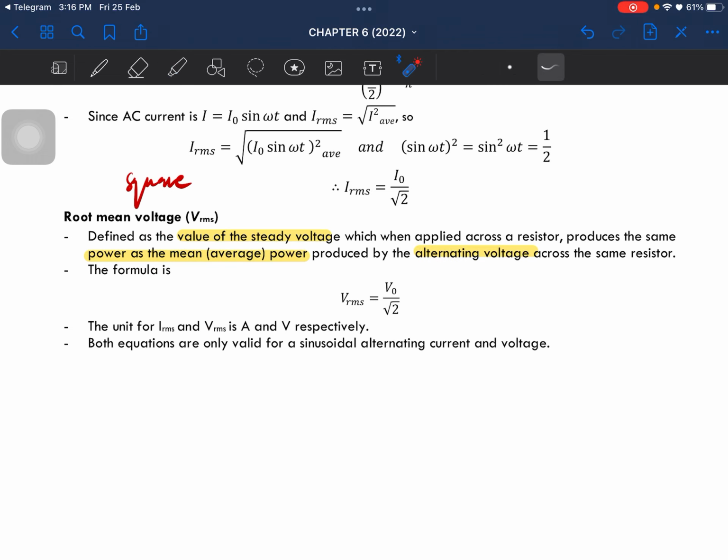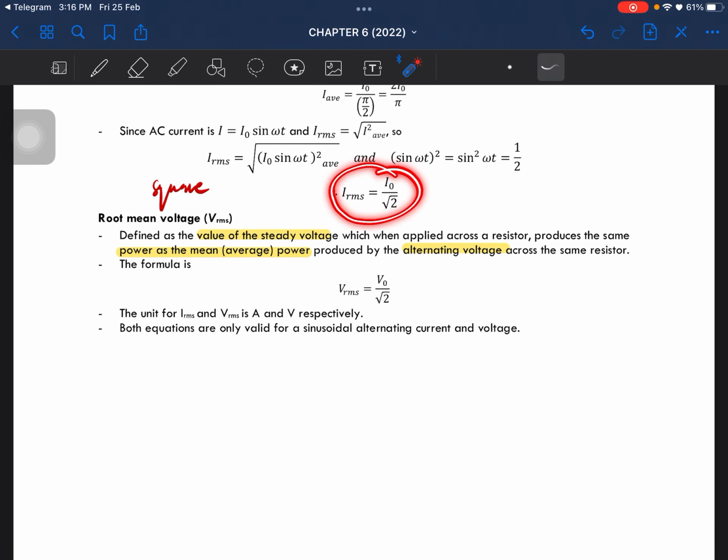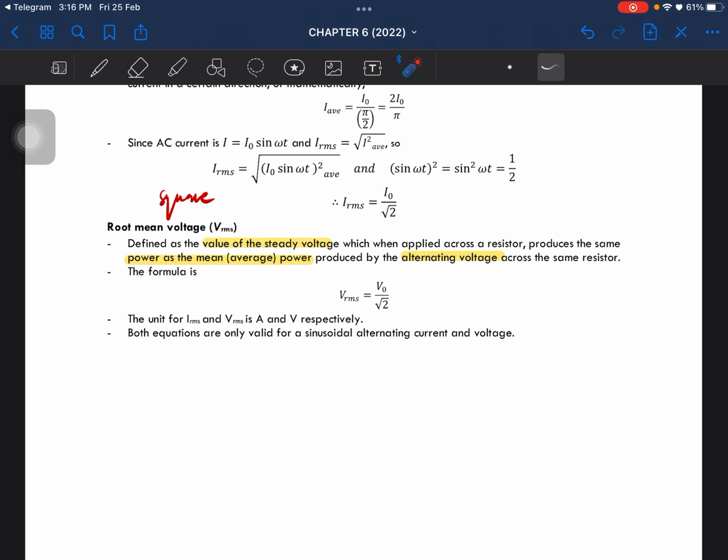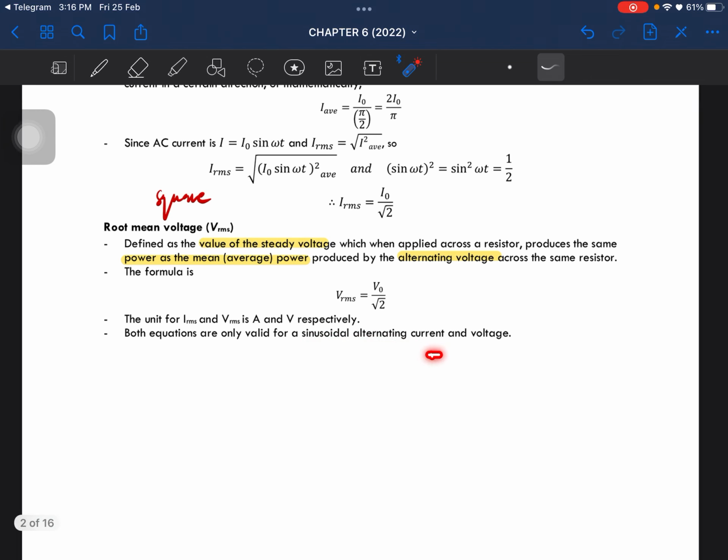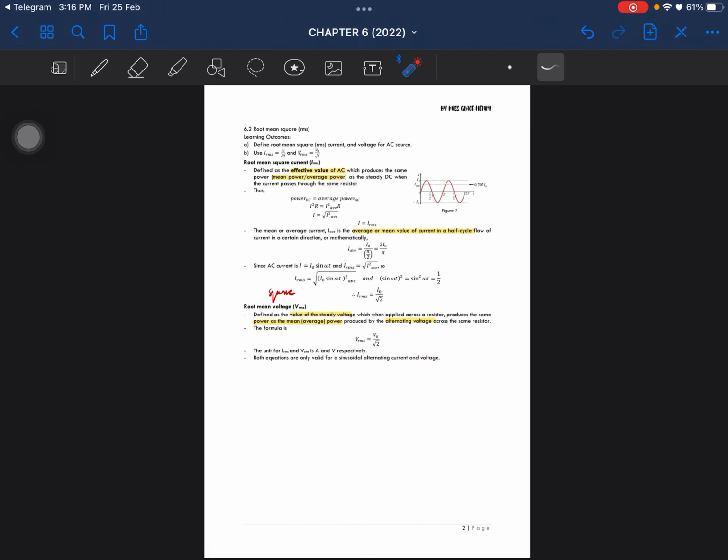Okay, again, you don't have to know how to derive this, you just have to know how to apply this equation here. Both these equations are only valid for a sinusoidal alternating current and voltage. Okay, all right.